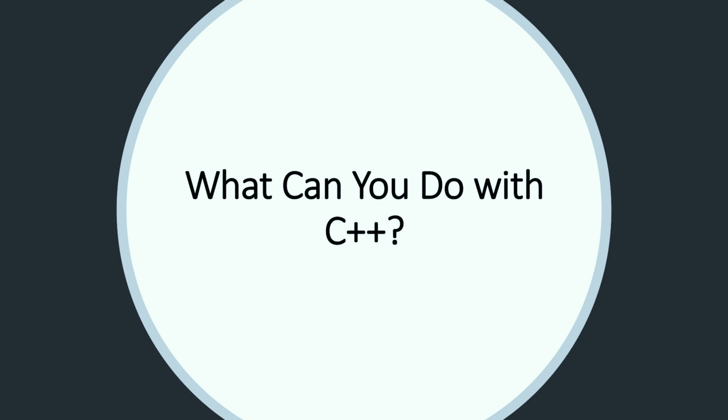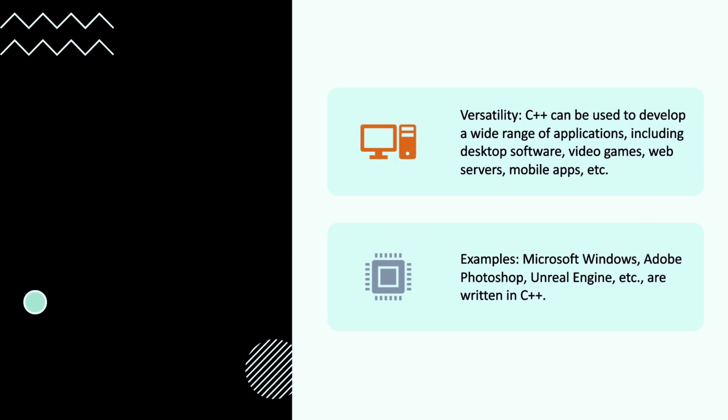Now, what can you do with C++? The possibilities are virtually endless. With C++, you can develop everything from simple applications to complex desktop software, video games, web servers, mobile apps, and even operating systems. Many popular software applications and systems, including Microsoft Windows, Adobe Photoshop, and video game engines like Unreal Engine, are written in C++.